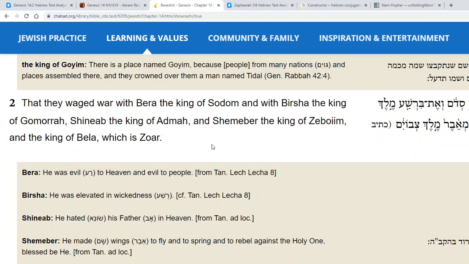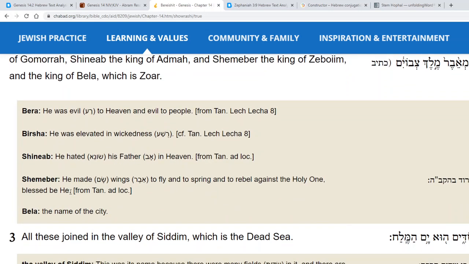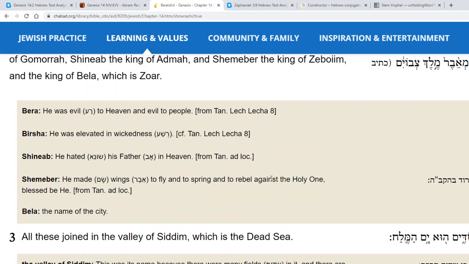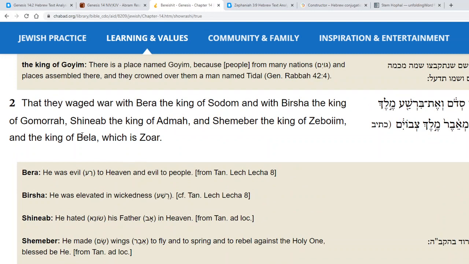I'm wondering what... so they waged a war with Bera, the king of Sodom, and with Birsha, the king of Amora, Shinav, the king of Adma, and Shem Ever, the king of Tziboim, and the king of Bela, which is Zohar. Interesting. Rashi is saying Shem Ever. Okay, he's darshaning the names. Bela. So he's saying Bela is the name of the city.